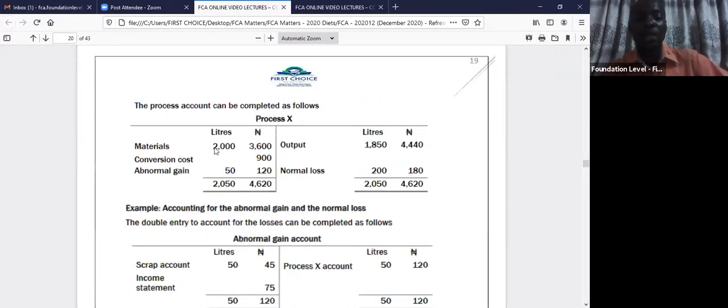And so this is how the account is going to be like. Your normal gain is here. Your abnormal gain is here, your normal loss is here. So you see, there's no time you can get abnormal loss and abnormal gain in one account.